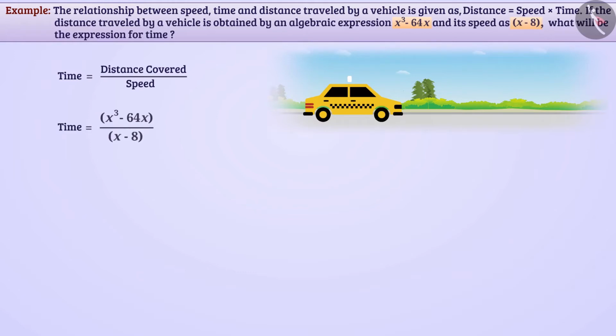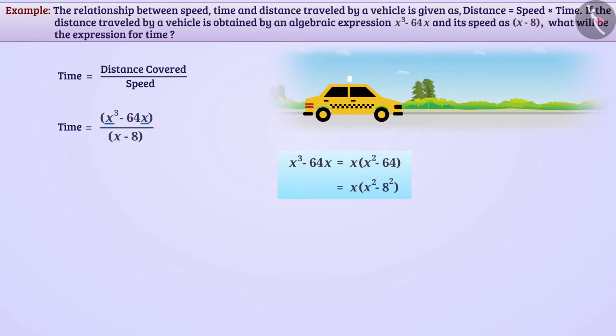To simplify it, we have to divide the numerator by the denominator. Since there are more than one term in both numerator and denominator, here we have to carry out division of a polynomial by another polynomial. For this, we will write both numerator and denominator in the form of their factors. Now, by taking x common from the terms of the numerator, we get x into bracket x square minus 64.